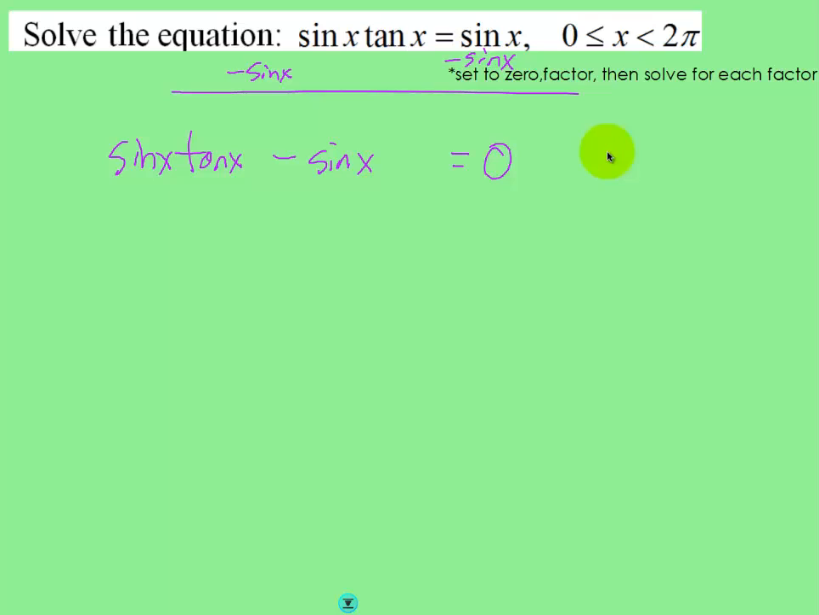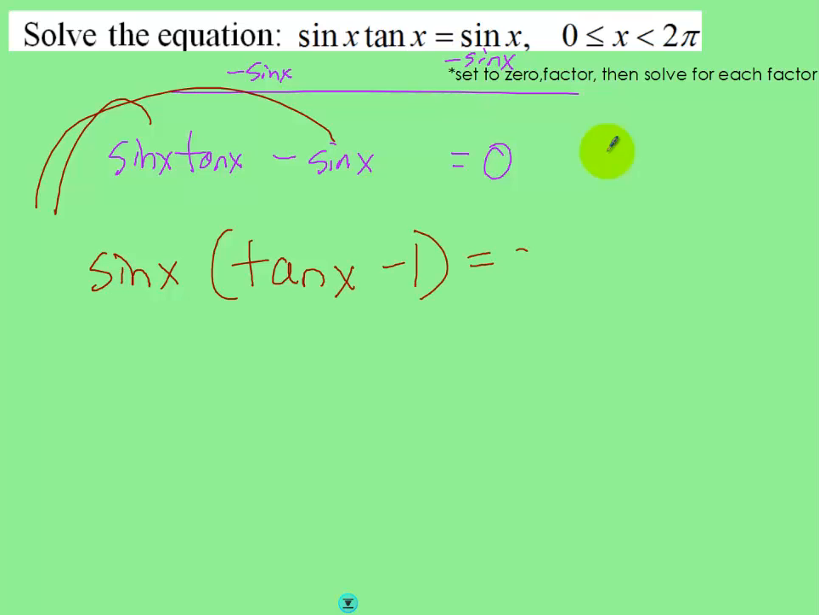So I want to get all those variables to one side. That's usually the good call when you have variables on both sides of trig functions. I want to move all the variables to one side. Now what I can do is factor out a sine of x from both terms. So I get sine of x times tangent of x minus 1 equals 0. And if you think back, this is similar to factoring.